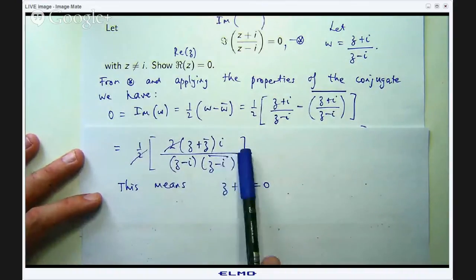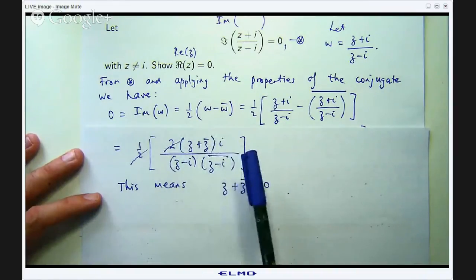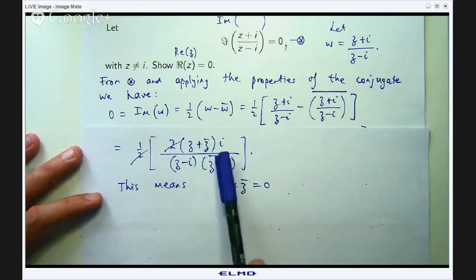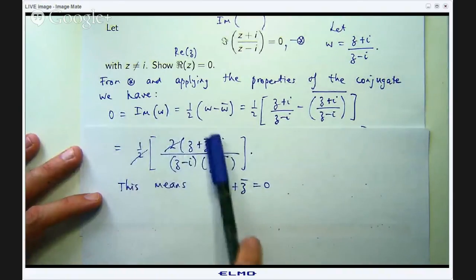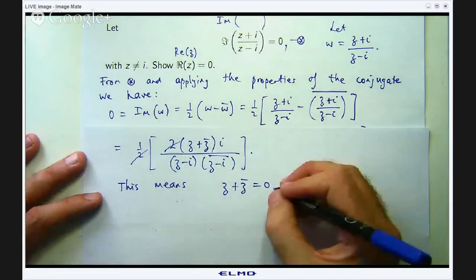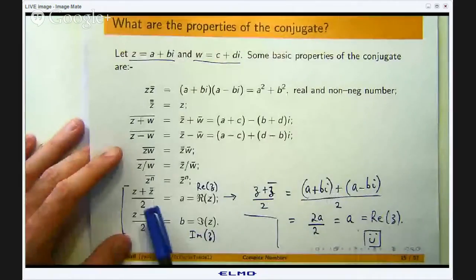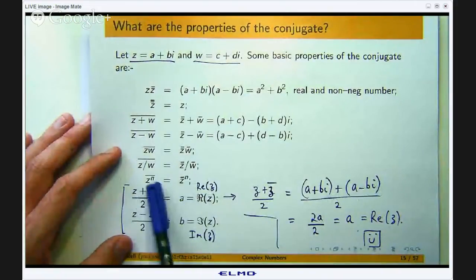Why? Because on the right-hand side, we've actually got a purely imaginary complex number equals 0. That can only be true if this coefficient, so to speak, is 0. In other words, Z plus Z bar equals 0. Or what does that mean? Well, we know this relationship here, Z plus Z bar all over 2 equals the real part of Z. Now we know this top bit's 0, so that means the real part of Z has to be 0.